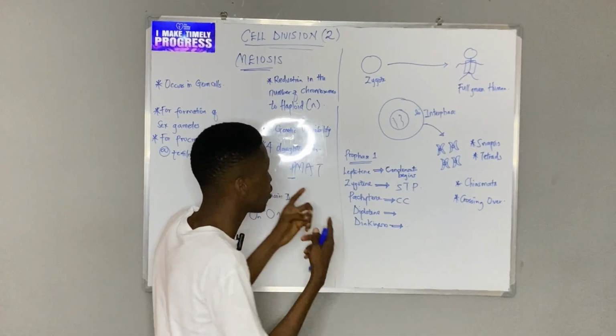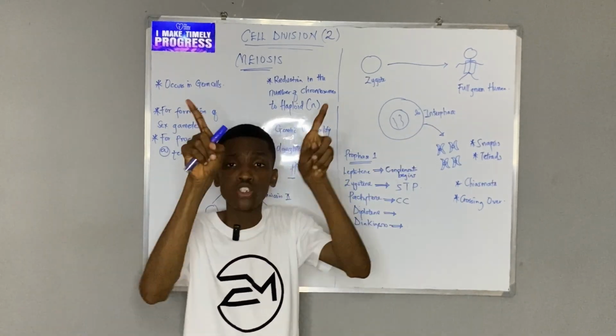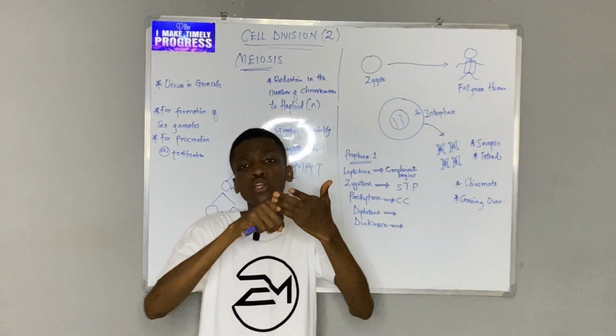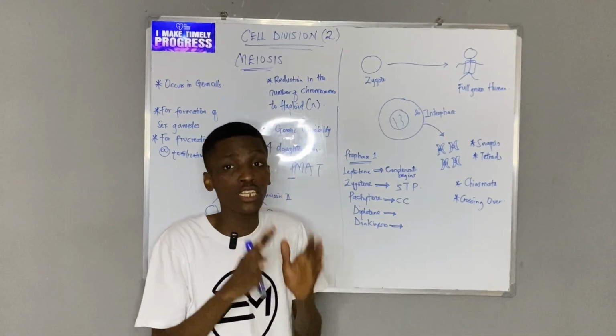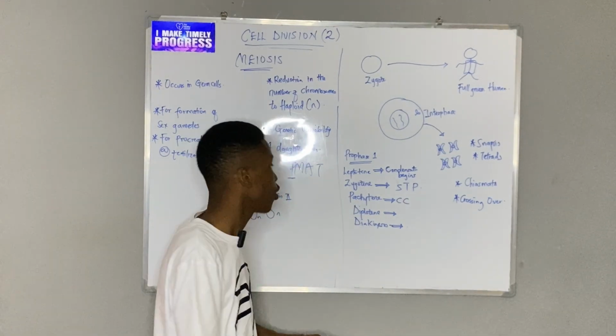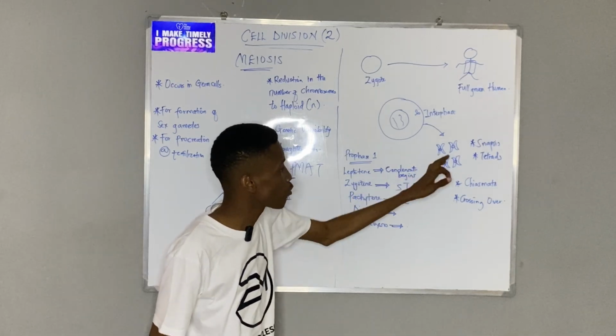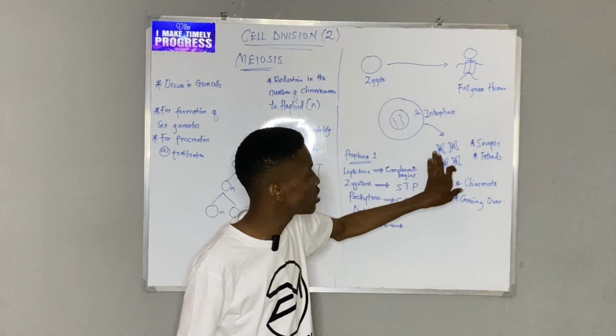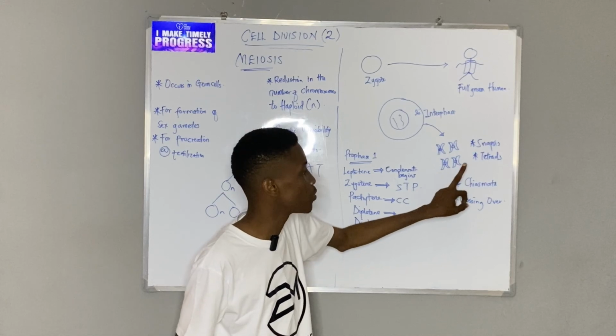Because of the duplication that occurred in interphase, you'll be seeing two sister chromatids joined or held together by a centromere. Centromere. All right. So that is what we will see. Of course, you use this picture, you see one. So this is a chromosome, this is a chromosome, this is a chromosome, this is a chromosome.